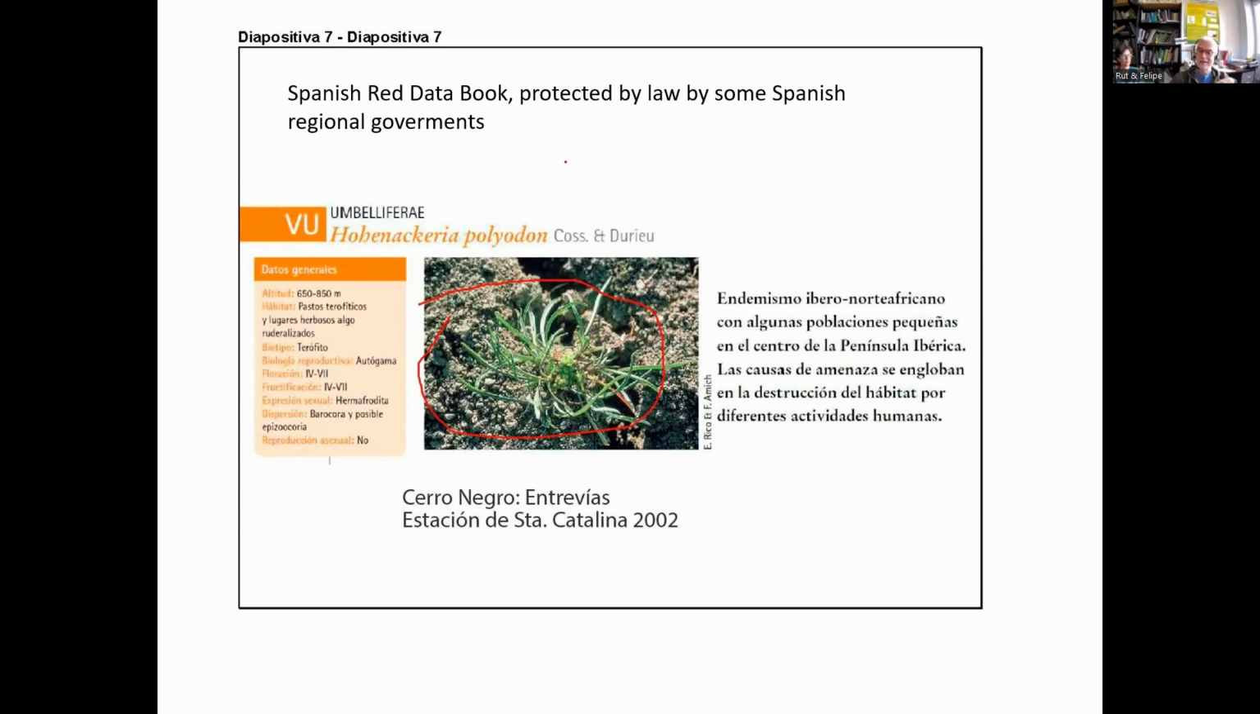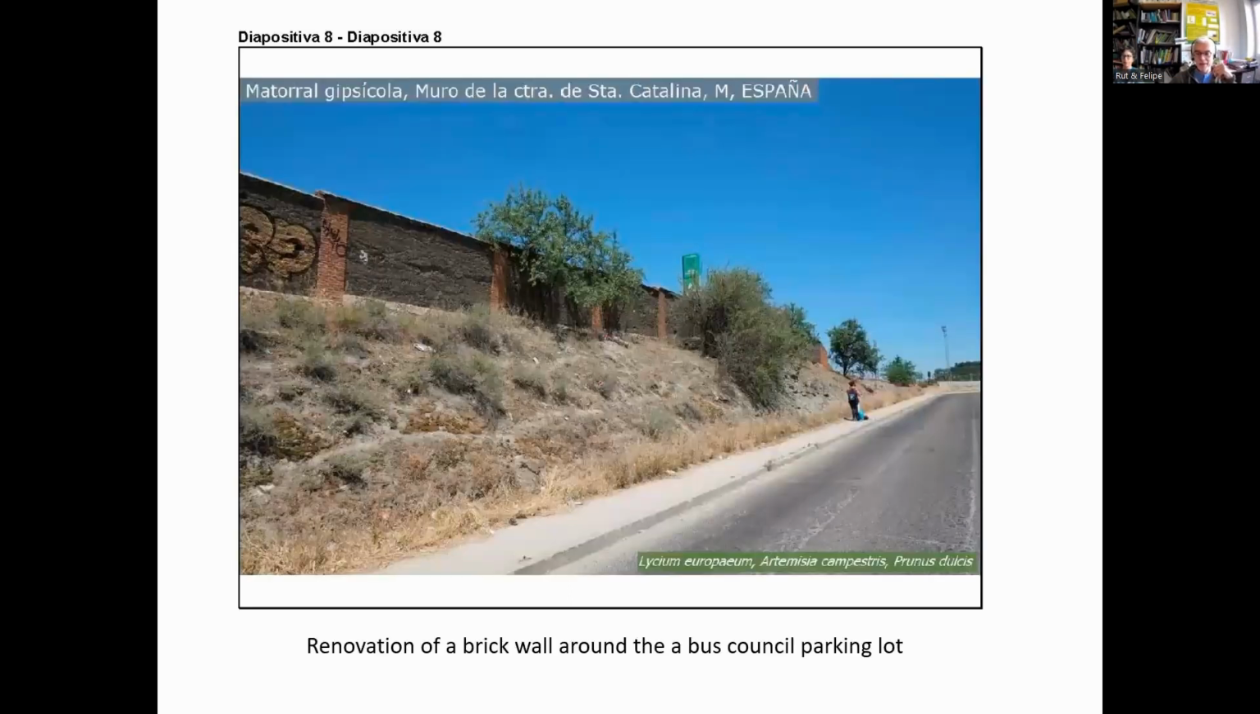You have to cross the Mediterranean Sea to find the largest population of this plant in the Sahara Desert. So it's quite a remarkable plant because it has been possible for it to grow in Iberia in very limited populations. And one of them used to be here, living by this brick wall, as I write here, close to a bus council parking lot.